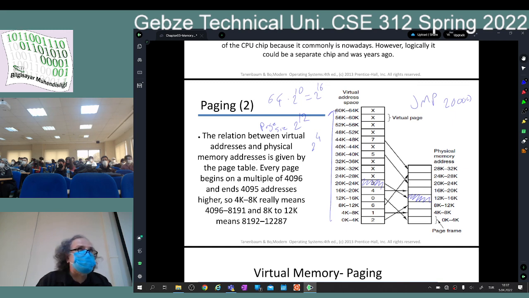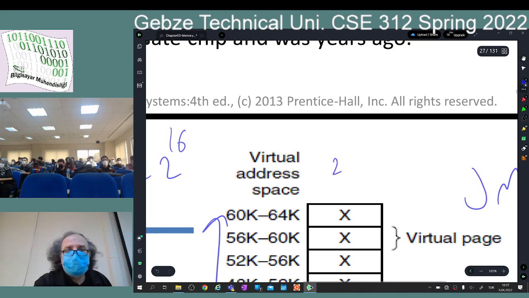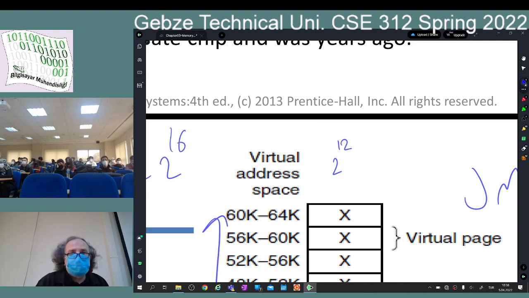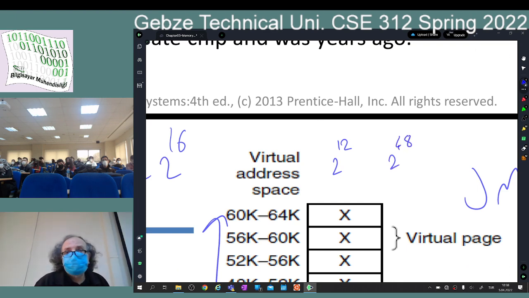But as we will see, this table will get larger. Let me give you an example. This page size of 4 kilobytes, like 2 to the power 12, is common. Even today's computers, a page size of 4 kilobytes is common. But nowadays, what is my virtual address size? It is usually 2 to the 48. So 2 to the 48 is my virtual address space size.